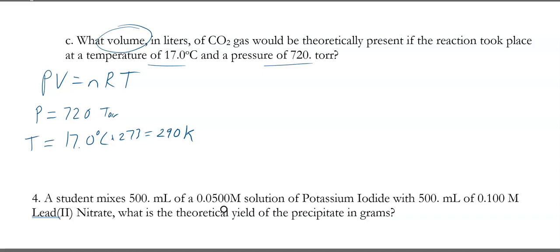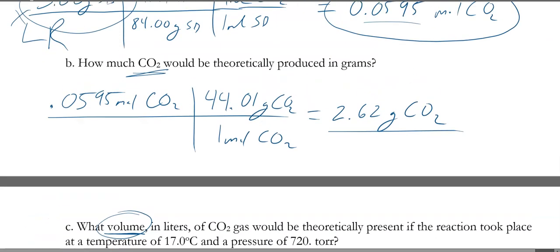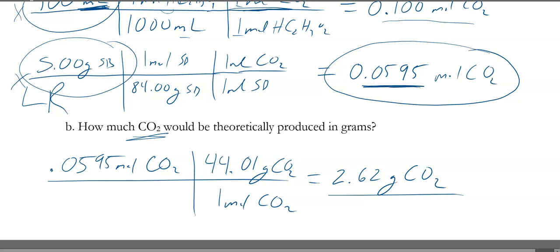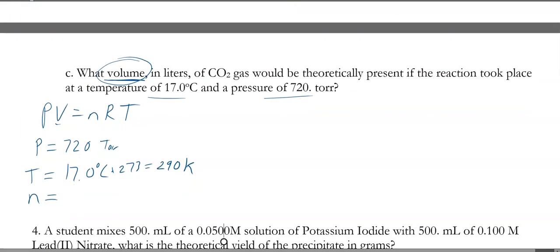All right, what about volume is what we're looking for. So we're going to solve for volume. We already have the amount of moles of carbon dioxide because we calculated that up here, and we have it here as well, 0.0595 moles. And the last part of the equation is our R value.